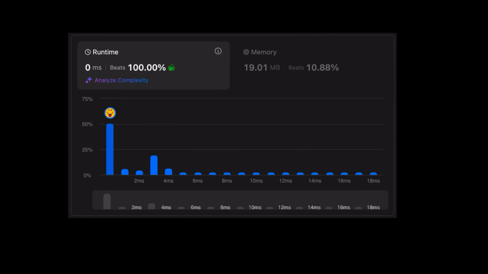This code, when submitted on LeetCode, beats 100% of the submissions in terms of runtime and 11% in terms of memory.